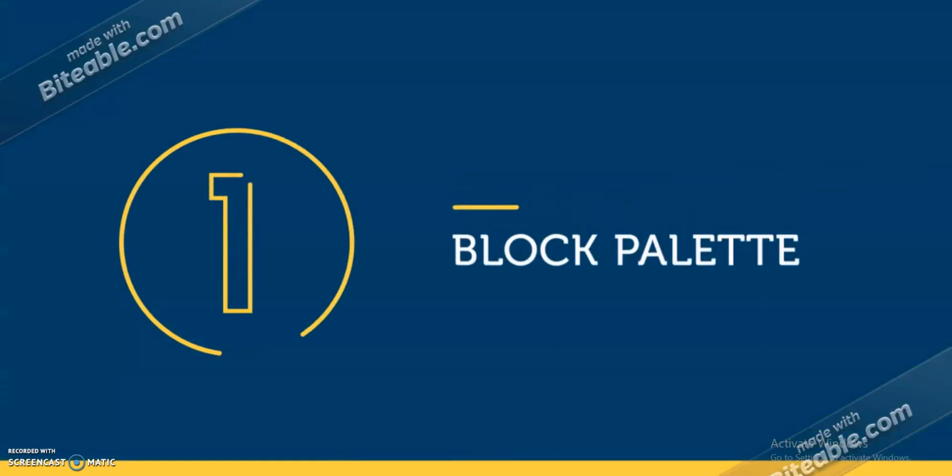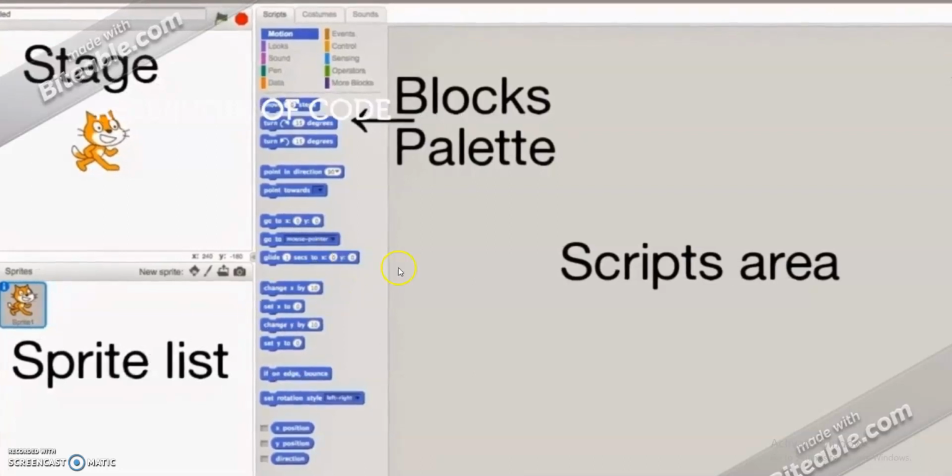First one is called the block palette. This is also called the reservoir of codes. All the code blocks you will use come from here. There are multiple tabs for different types of blocks: tabs for motion blocks, tabs for looks blocks, tabs for sound blocks, etc.